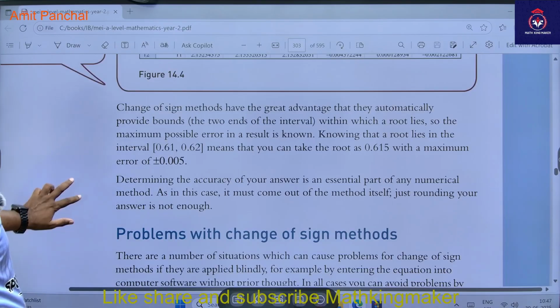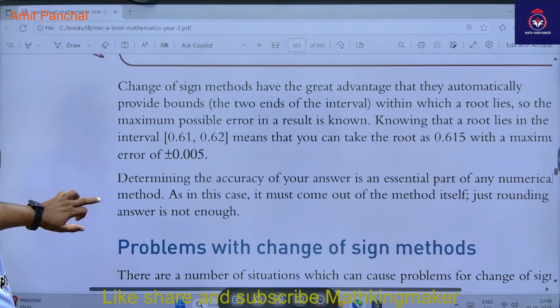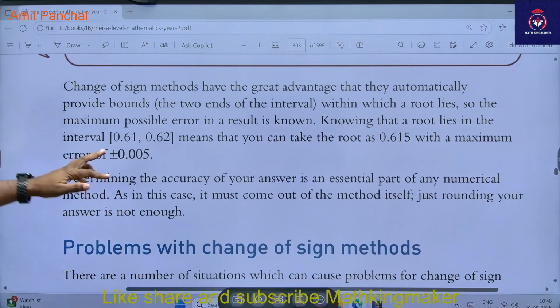And in your question also it will be given to you that determining the accuracy of your answer is an essential part of any numerical method, as in this case it must come out of the method itself. Just rounding your answer is not enough. So in the question itself it will be given that find its answer up to 2 decimal places, 3 decimal places, 4 decimal places, so that you have to consider it.